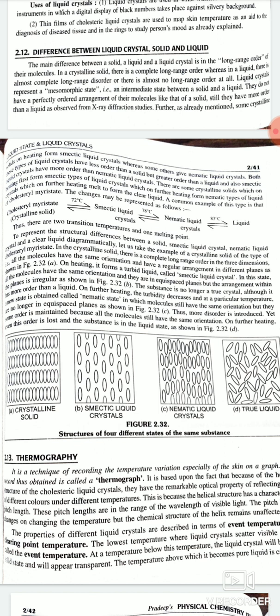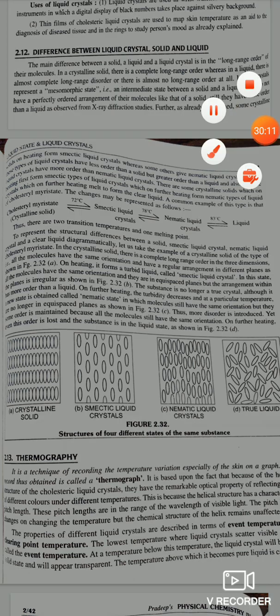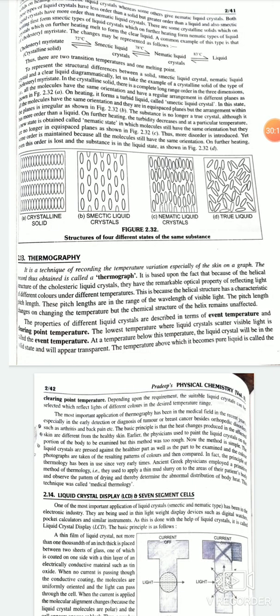in which molecules still have the same orientation but are no longer in equispaced planes, as shown. Thus, more disorder is introduced, yet some order is maintained because all the molecules still have the same orientation. On further heating, even this order is lost and the substance is in the liquid state, as shown.